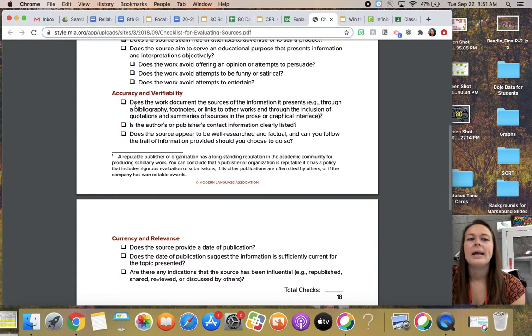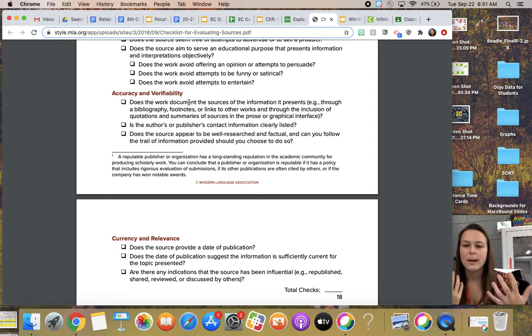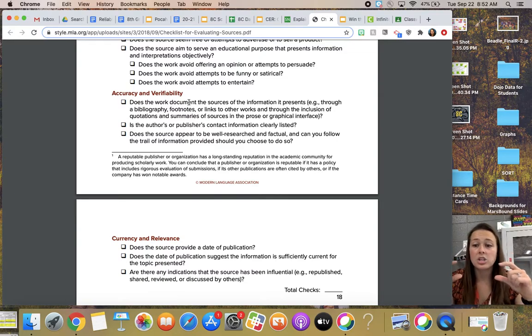Okay. Accuracy and verifiability. Does the work or document source the information? Does it tell you where it got it? Especially on topics like we're going to be reading. I don't expect you to read medical journals. A lot of the stuff that's published in the medical field is going to be way above our reading level and way above our heads in terms of our understanding. So what we're actually going to look for are direct quotes or summaries, and sources where somebody actually says, hey, I got this from here.